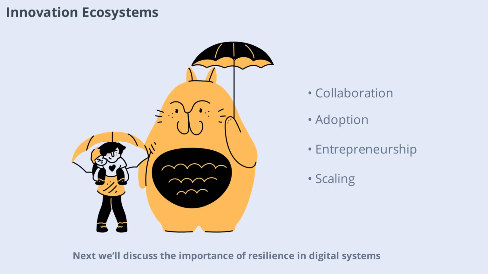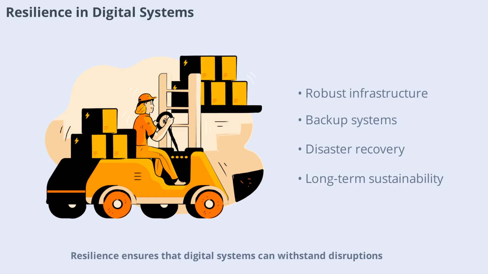Next, we'll discuss the importance of resilience in digital systems. Resilience ensures that digital systems can withstand disruptions, such as cyber attacks or natural disasters. Sustainable digitalization includes building robust infrastructure, backup systems, and disaster recovery plans. Resilient systems protect data, maintain services, and support long-term sustainability. By planning for the unexpected, organizations can safeguard their digital assets and the environment.